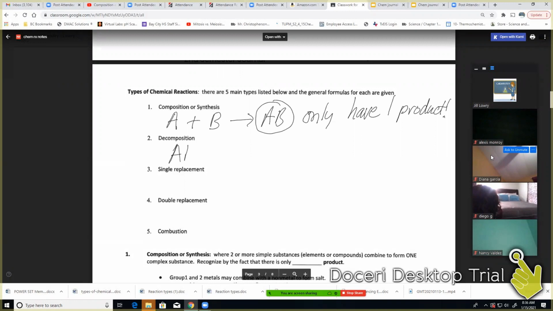Decomposition is the opposite of that. You start with one reactant, and then it breaks down. It may break down into 2 elements, or into an element and a compound, but you only have one reactant.